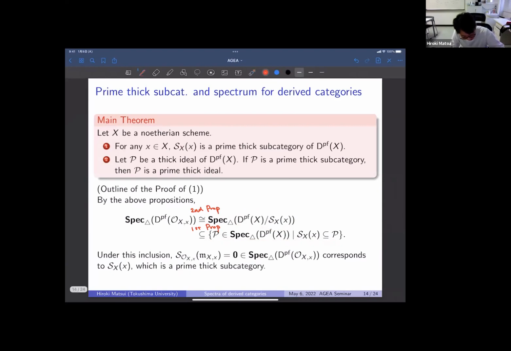Sorry, this is a homeomorphism, and this is a subspace of the triangular spectrum of the perfect derived category. So we have these homeomorphisms. And under this homeomorphism, the prime thick subcategory S of the maximal ideal corresponds to S of x.